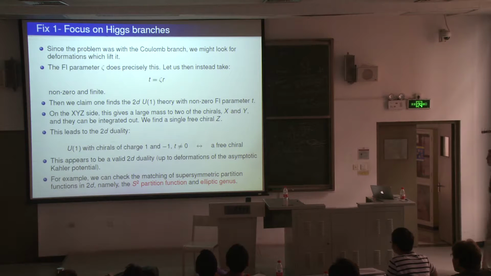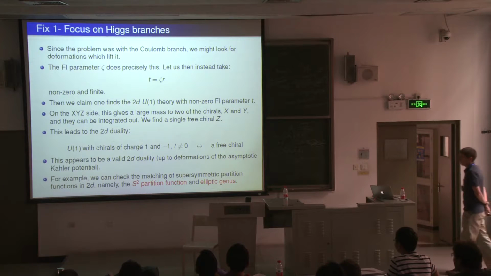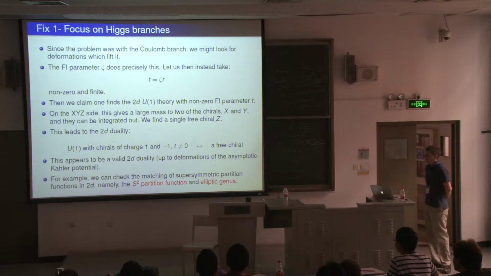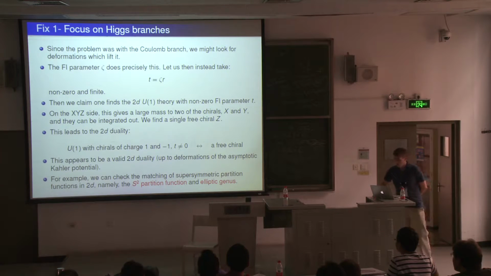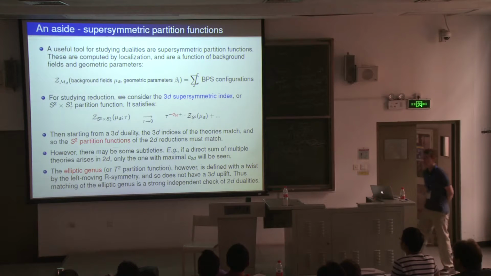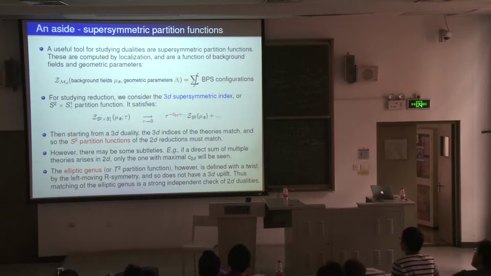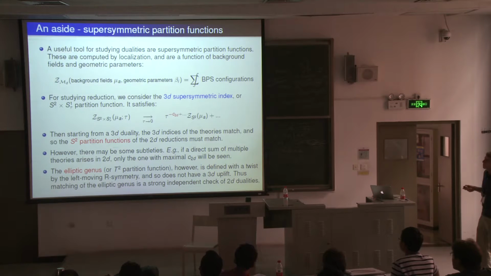And this does appear to be a valid 2D duality, at least up to some possibly minor deformations of the asymptotic Kähler potential. But for example, we can check the matching of supersymmetric partition functions in 2 dimensions. For example, the S2 partition function and the elliptic genus. So let me just make a brief aside to make some remarks about these partition functions. As I said before, these are a very useful tool for checking dualities. In a little more detail, they're functions of background fields, typically background gauge fields coupled to flavor symmetries, and also geometric parameters of the manifold.